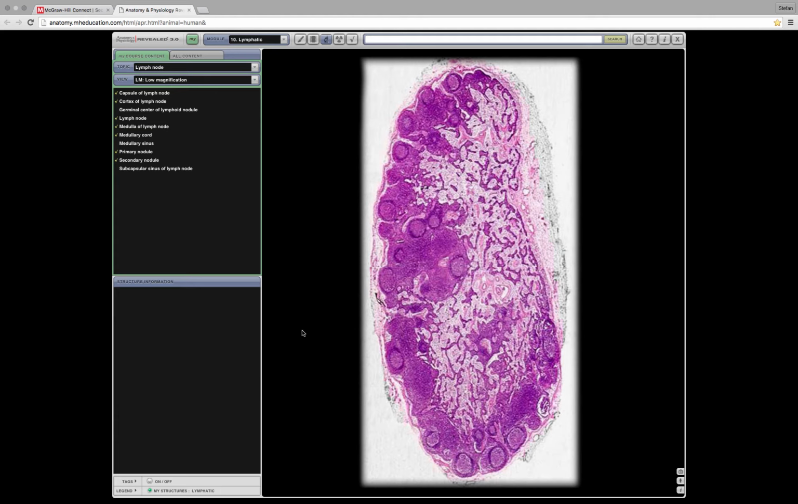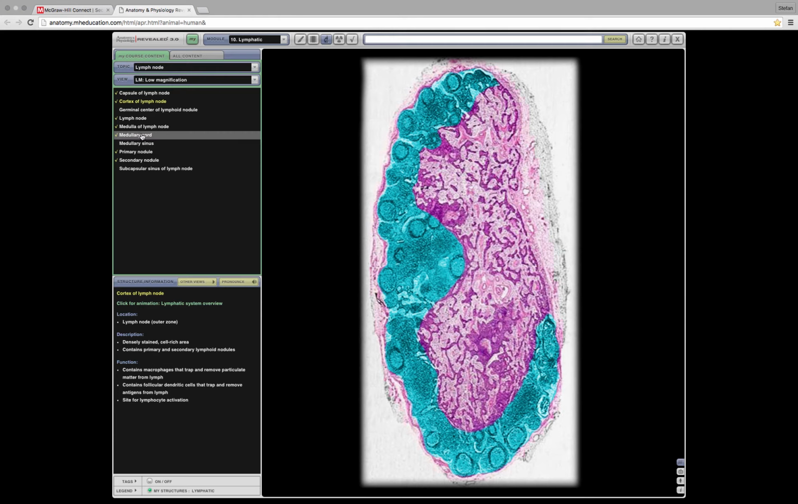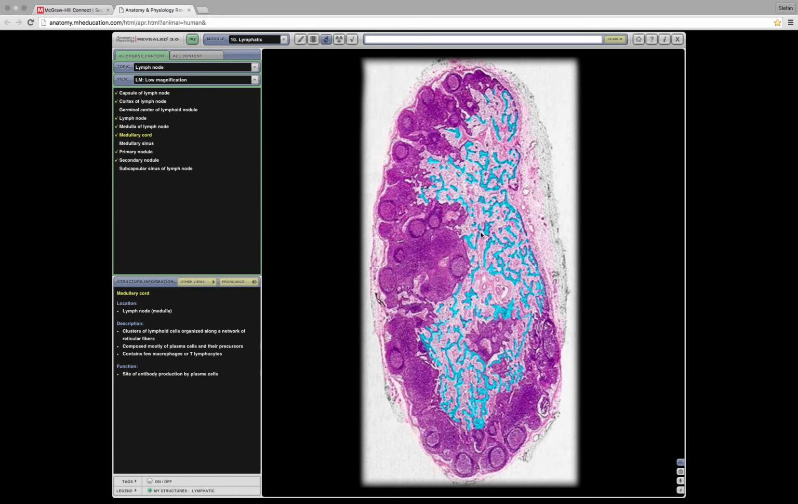So let's run through everything. The capsule, that's the perimeter of the lymph node. The cortex, that is the layer where all the nodules are. I will come back to that in a second. The medulla, that's your center, unsurprisingly.